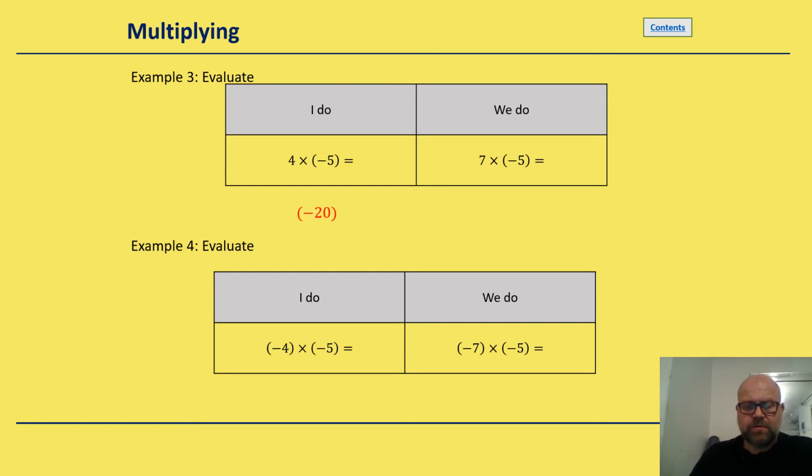On example 4, again, we know that 4 times 5 is 20. This time we've got negative times negative. The signs are the same, so that's positive 20. You pause the video and you do these 2. Hopefully you would have got -35 and 35.